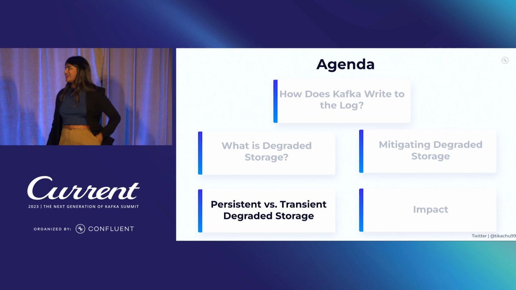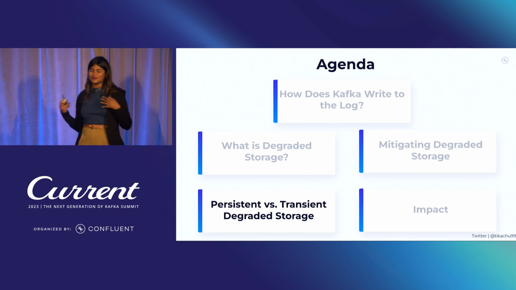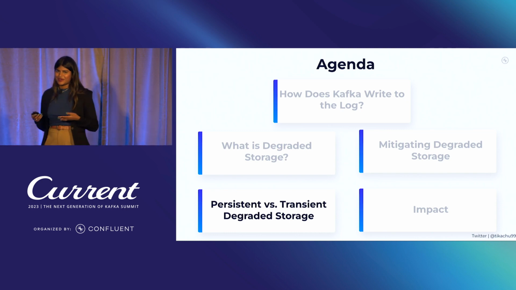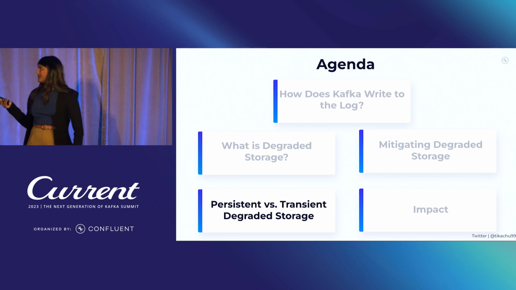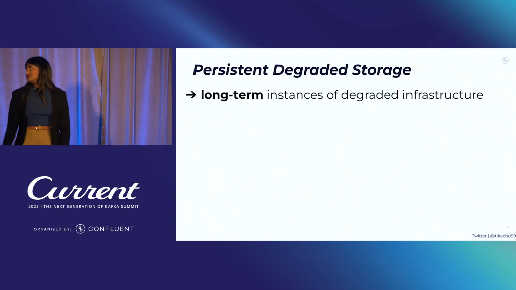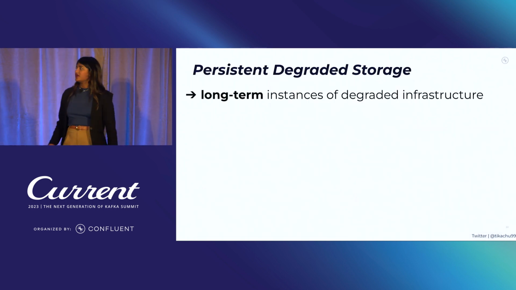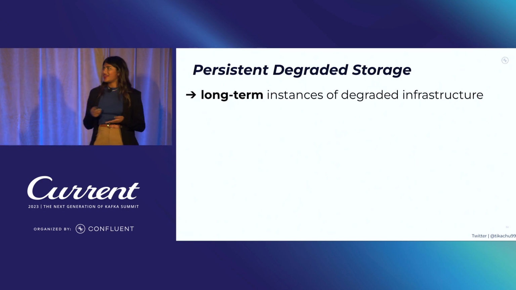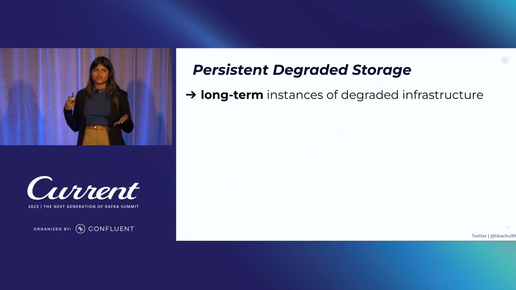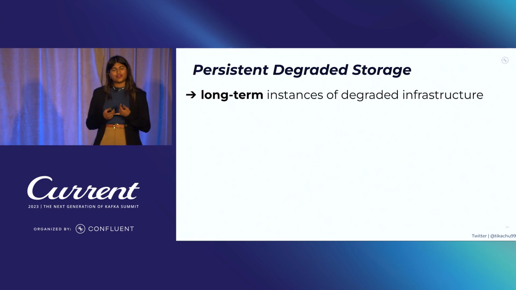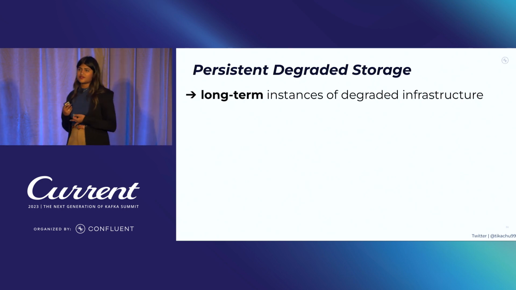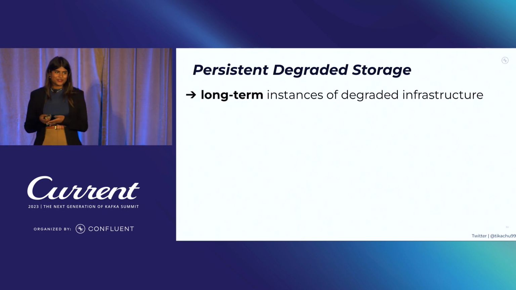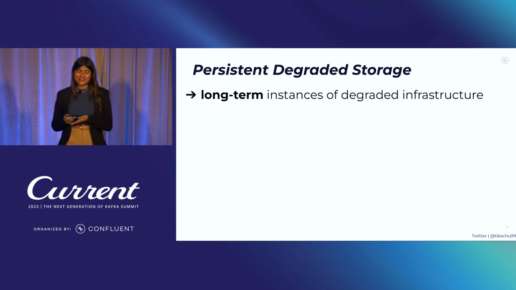Okay, so now that I've broken down the bare bones of degraded storage, let's talk a little bit about the two main classes of it. First we have persistent degraded storage. This refers to any long-term instances of degraded infrastructure. This will be on the order of several hours, maybe several days. It's very long-term, as the name indicates.